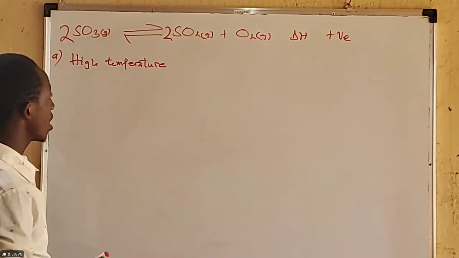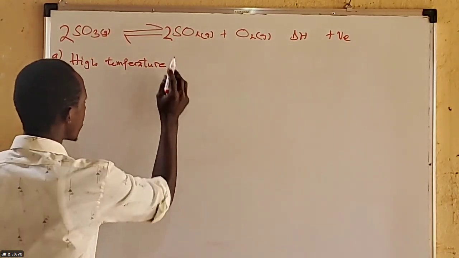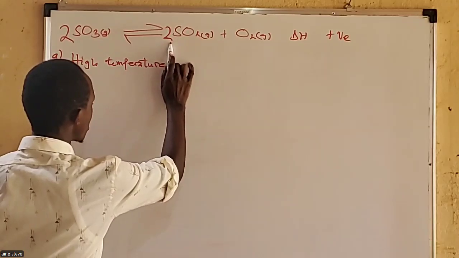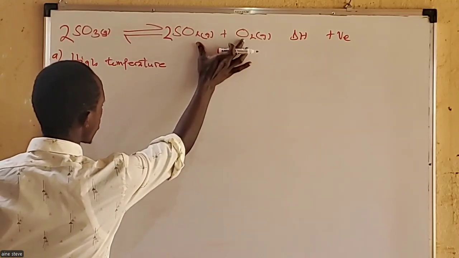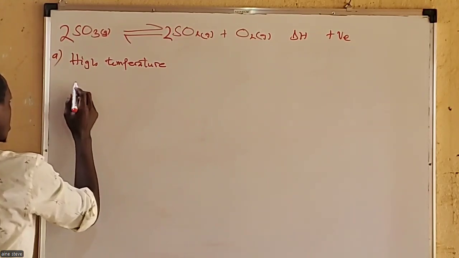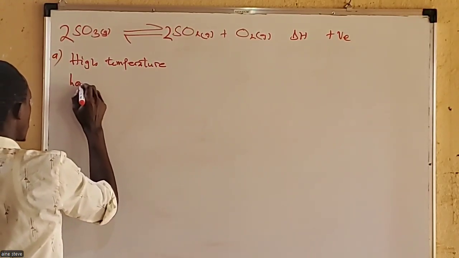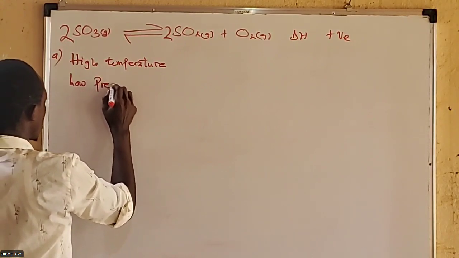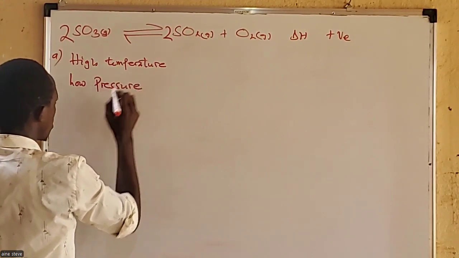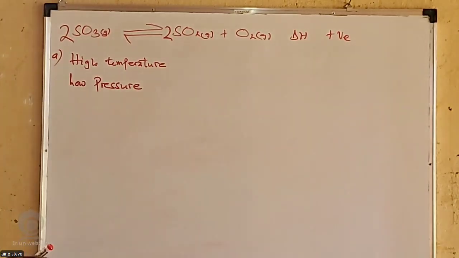Then if you look at the factor called pressure, you realize that the forward reaction is favored by an increase in number of moles. Therefore, it means that the second one is low pressure. Low pressure.